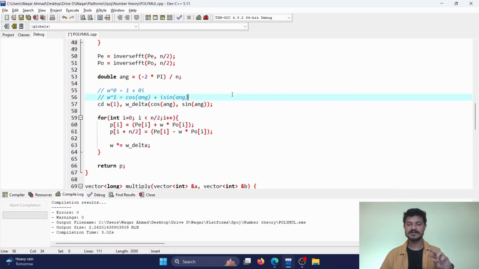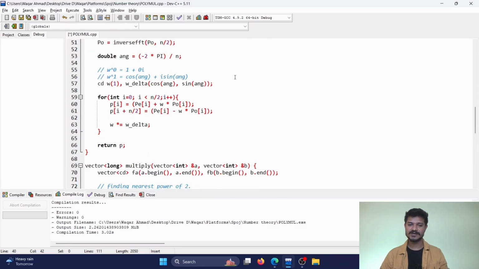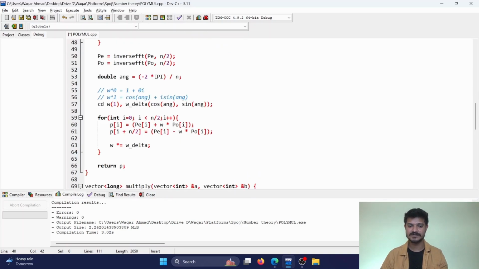Now since you see that there is a lot of similarity between FFT and inverse FFT, you can actually combine both of those functions and just pass one extra variable, whether you are performing FFT or inverse FFT. You can provide a boolean value here, right? And you can combine these two together. I have created these two different functions just for simplicity to understand. So yeah, this is how you implement inverse FFT.